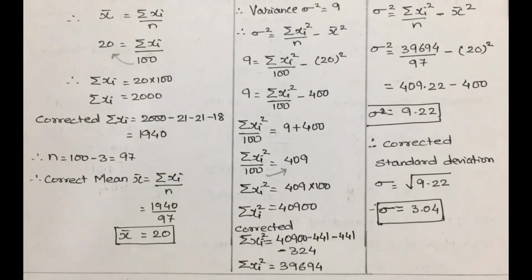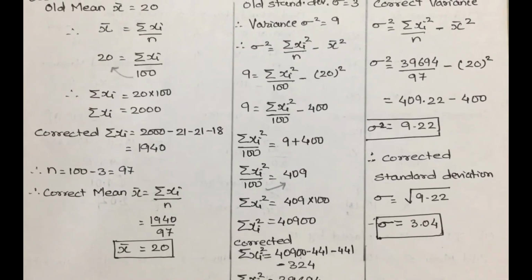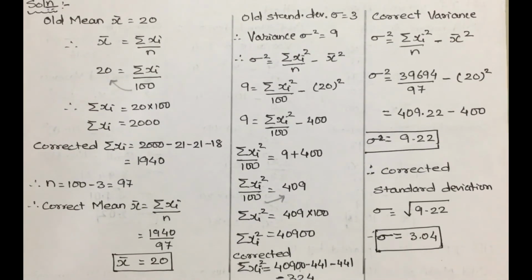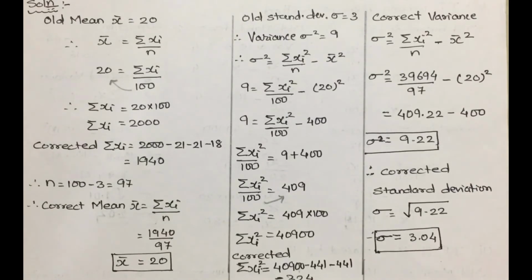After we have corrected the summation xi square value, now we will go for the correct variance. Taking up this formula, keeping everything correct, summation xi square we have to take as 39694, and as 3 observations are omitted, that means removed from 100, n will become 97, minus the correct x bar, so it becomes x bar square as 20 square.